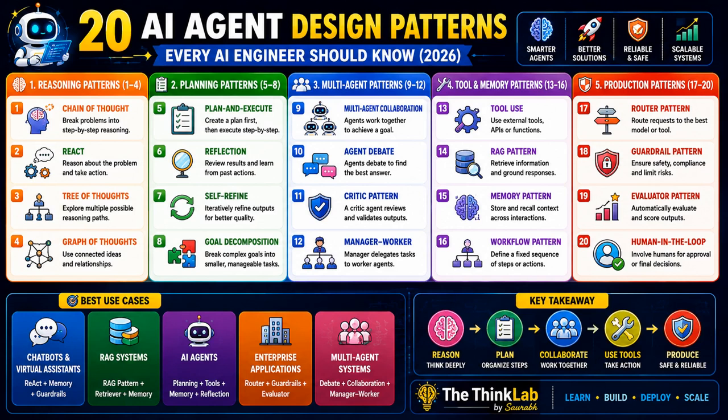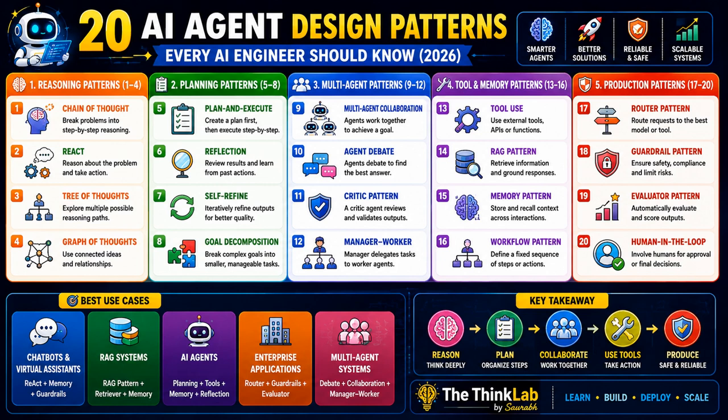So let's begin. Number one is chain of thought. So what is chain of thought? It means thinking step by step. Instead of giving one direct answer, the AI solves the problem in small logical steps, and this improves the reasoning, especially in math, coding, and logical questions, right?